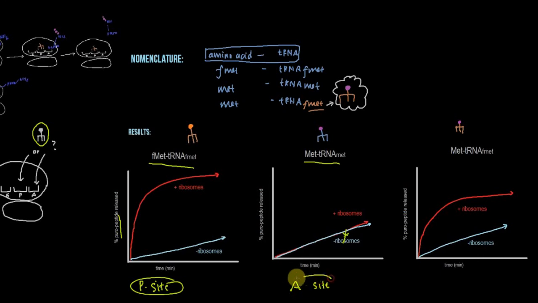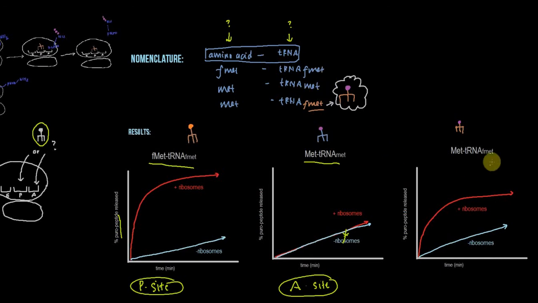Now, the last question the researchers wanted to know was, what's important? Is it what it's charged with? Is it the amino acid that's important? Or is it the tRNA? What determines in what site this charged peptidyl tRNA actually binds?